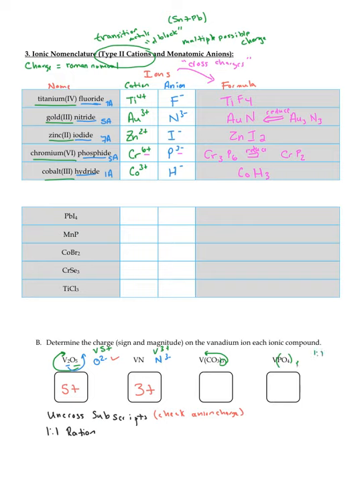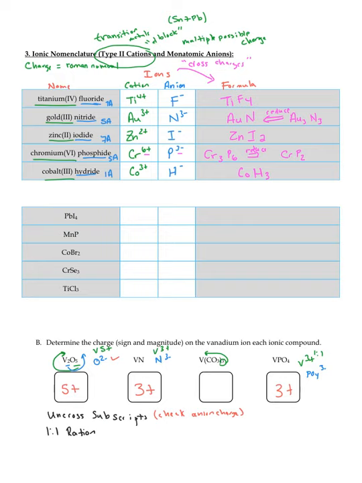And so what I want to do then is figure out the charge on my anion, which is, in this case, PO4, which is a polyatomic. It's known as phosphate. It's always 3 minus. And so my vanadium here has to be 3 plus. So it's the same scenario as my VN. A 1-to-1 ratio with an anion that's -3. My vanadium has to be +3 to balance it.